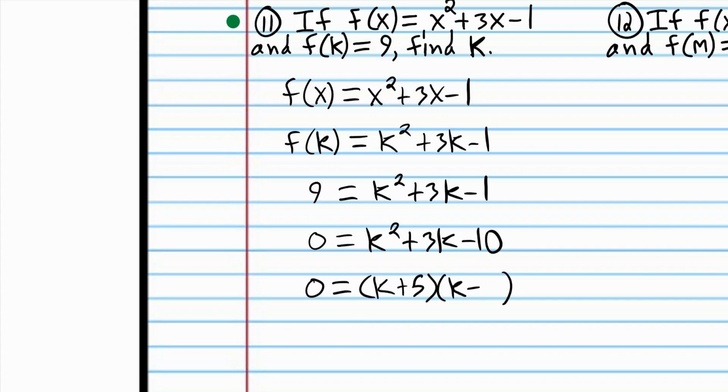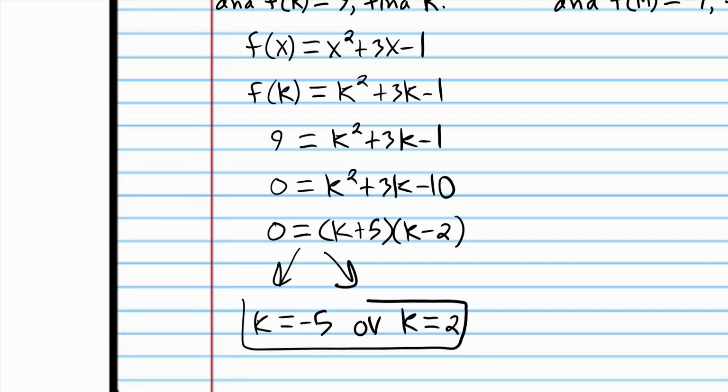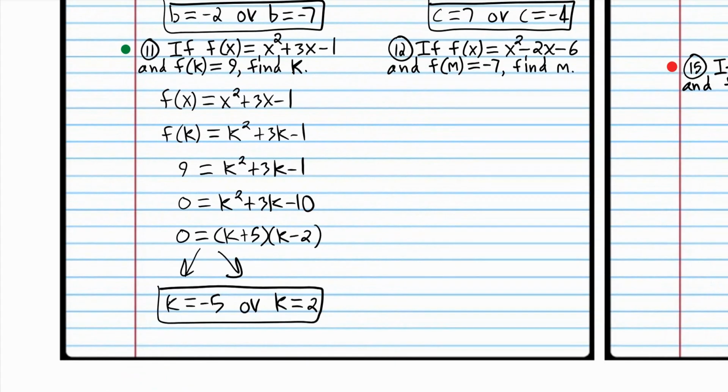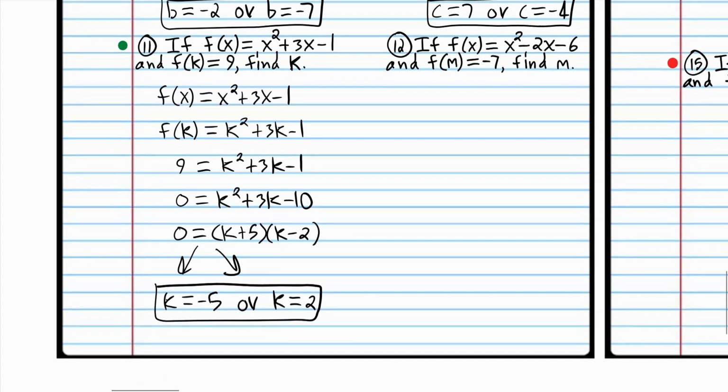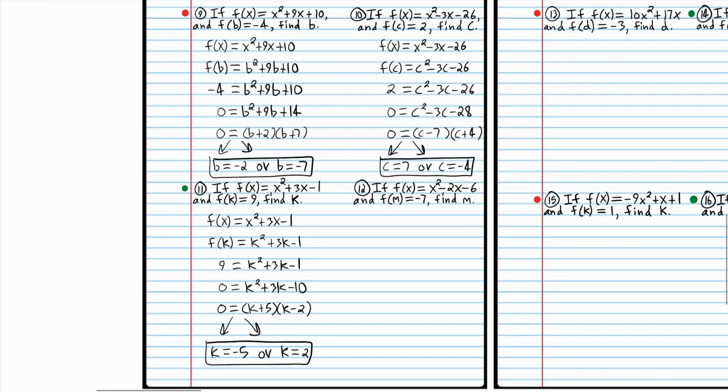So what two numbers multiply to -10 and add up to 3? That's going to be 5 and -2. And so k is equal to -5, and k is equal to 2. Alright, so if you got that right, excellent. Try number 12. When you come back, we'll do it together.